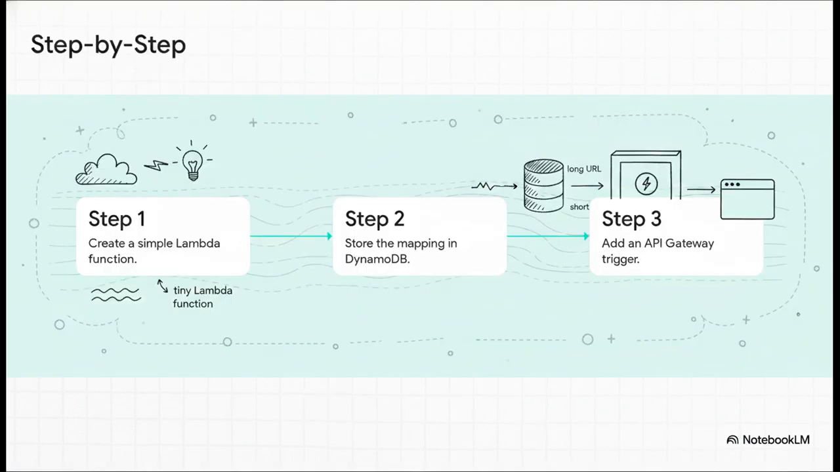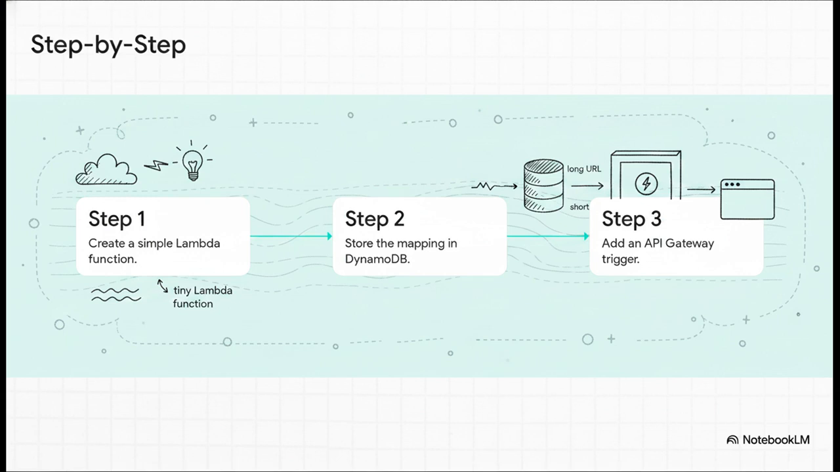Here is the 3-step game plan using completely free tools. Step 1, head over to the AWS free tier and create a tiny Lambda function. You just write a few lines of code, Python, Node.js, whatever, that takes a long, ugly URL and generates a short one. Step 2, you store that mapping, so the long link and its short buddy, in a free AWS database called DynamoDB. Step 3, you add an API gateway trigger.